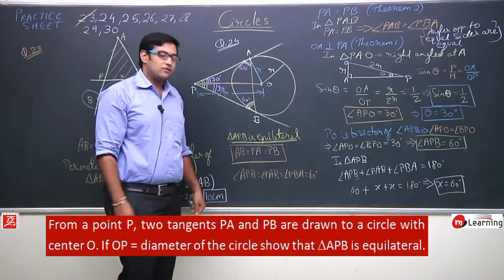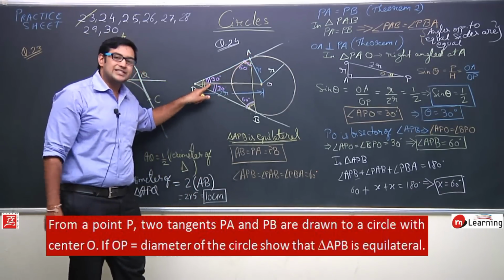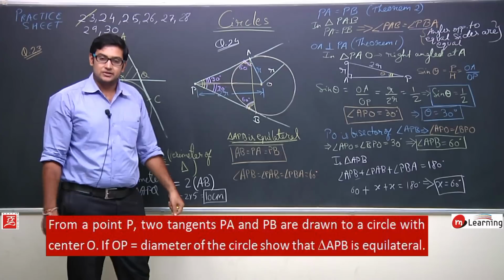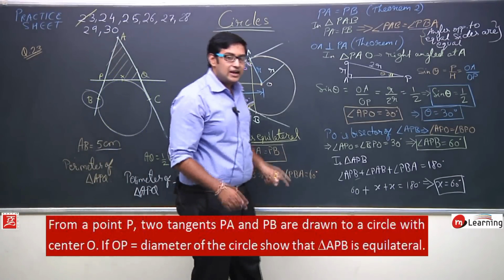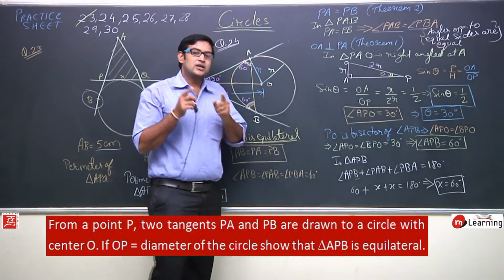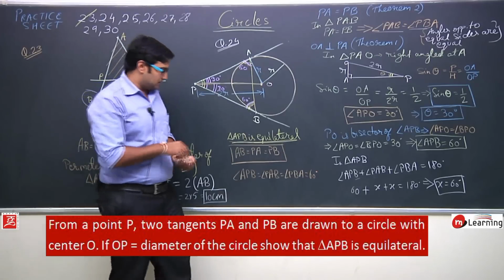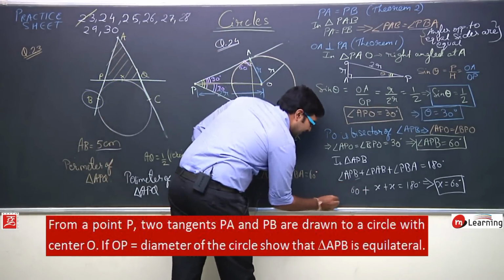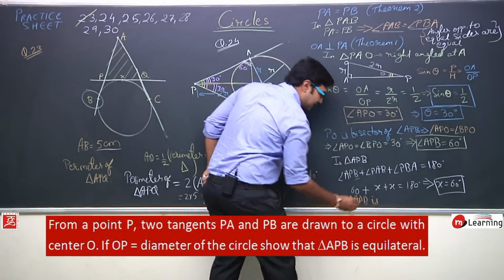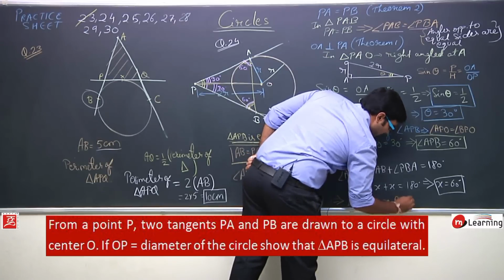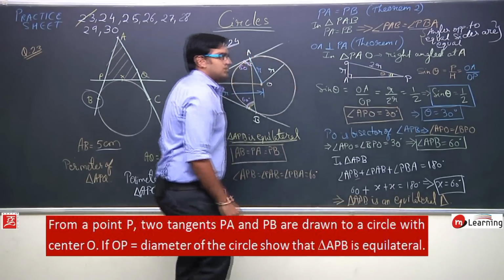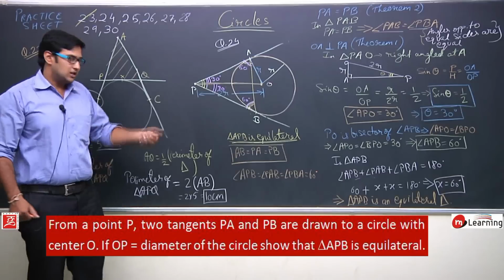So what condition do we have? We have angle APB equal to 60 degrees, PAB equal to 60 degrees and PBA equal to 60 degrees. So if all the three angles of a triangle are equal to 60 degrees, I can say that particular triangle is an equilateral triangle. So after this I can write, it implies triangle APB is an equilateral triangle.